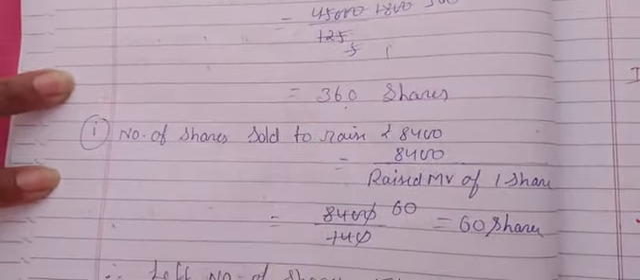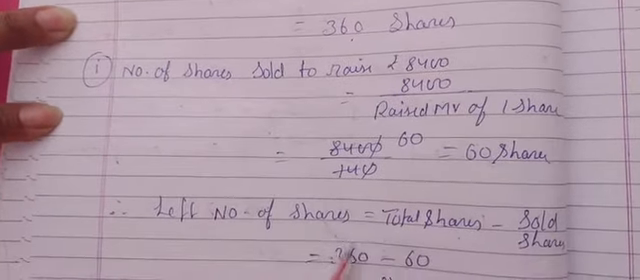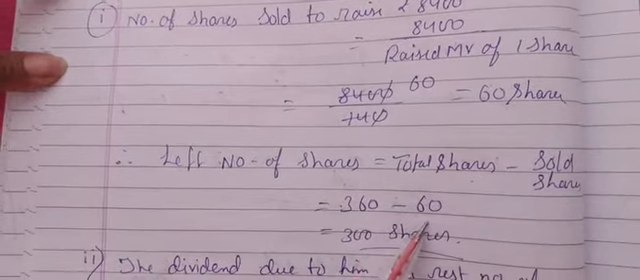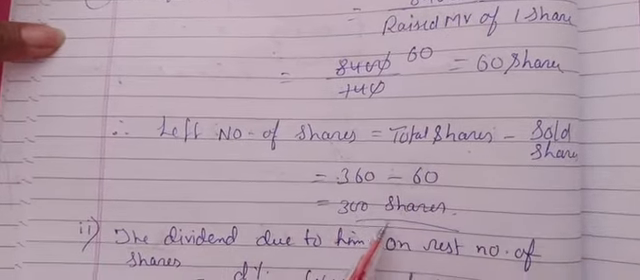So how many shares were left? Left number of shares is equal to total shares minus sold shares. Total shares were 360 and 60 were already sold. Now he is having 300 shares.